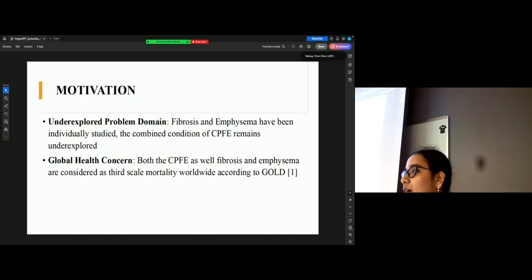Most models we see are for nodules, cancer, or COVID-19, where we know all about detection and biomarker identification, but not about fibrosis and emphysema, which are rare conditions. And according to the Global Initiative for Chronic Obstructive Lung Disease, CPFE is one of the leading causes of mortality worldwide.